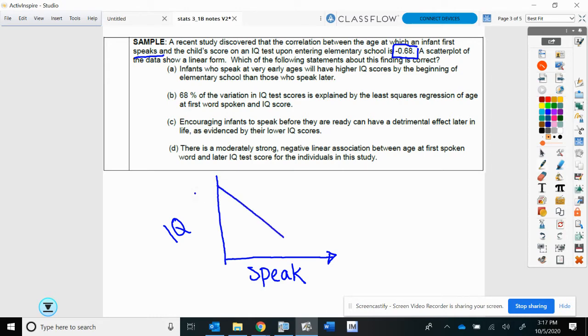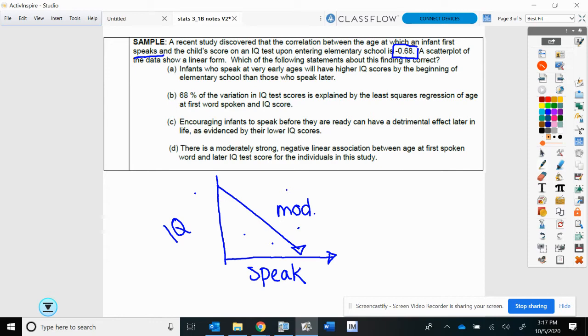If they speak later, they have a lower IQ. So that's the relationship they find. Now, this is a 0.68. So this is a moderate one, which means it's not always exact. You can have some random things out here that don't quite follow the pattern. So the first statement, is this correct?